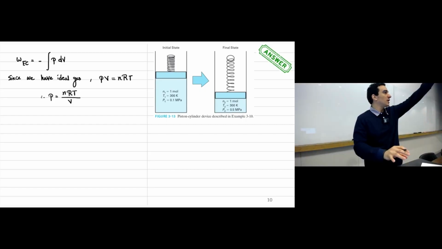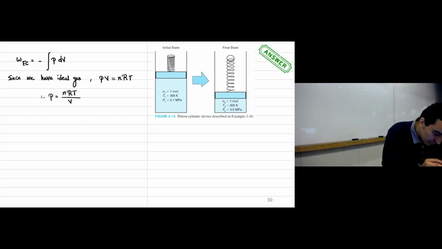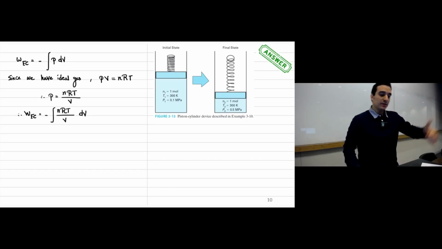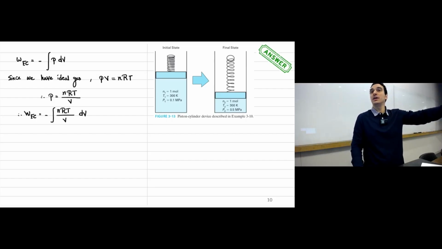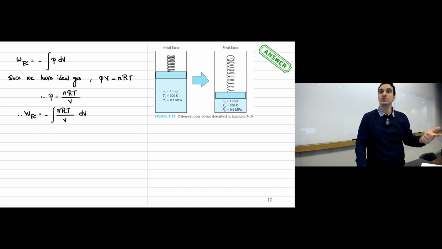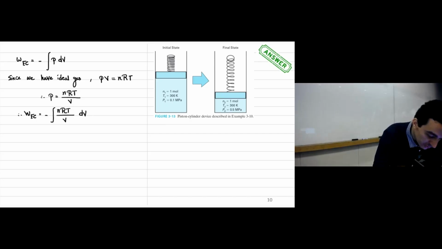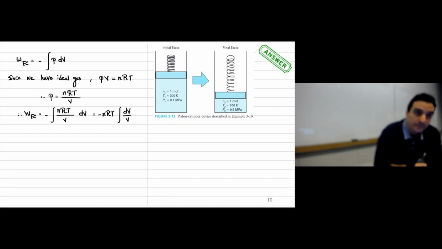So we will use this equation and substitute in the integration term. So then work of expansion contraction equals negative integration of nRT over V dV. N, number of moles, is constant. 1 mole remains the same at initial and final state. R, the ideal gas constant, is constant. Temperature, this process is isothermal, so temperature is constant. So nRT, I can take them out of the integration. So this one will be negative nRT integration of dV divided by V.